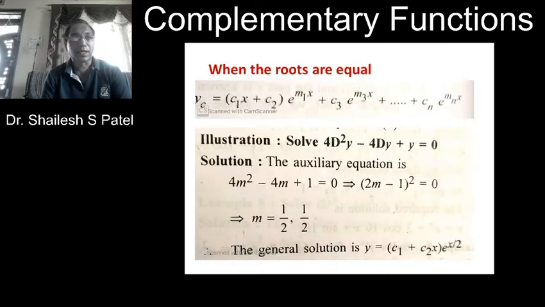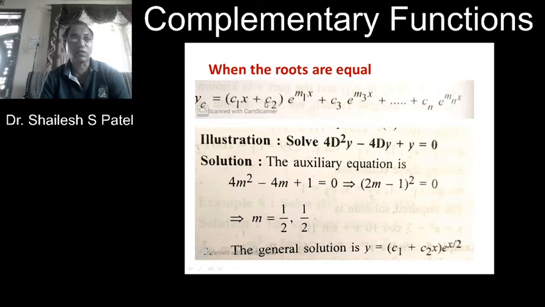Then the second case, when the roots are equal. Suppose at the present level we assume that two roots are equal, m1 equal to m2, and all other roots are distinct. If two roots are equal, then we can write the solution in the form (c1x plus c2) into e raised to m1x, and all other roots can be written in the form of the solution as in the first case.